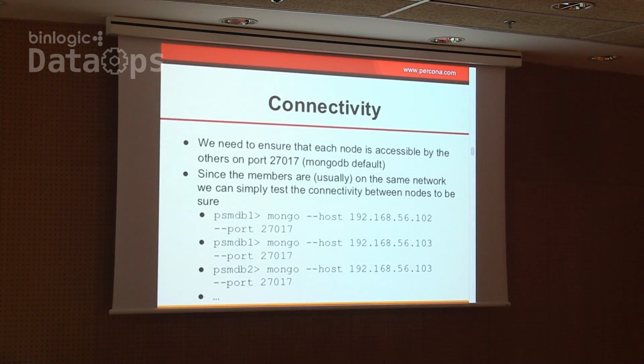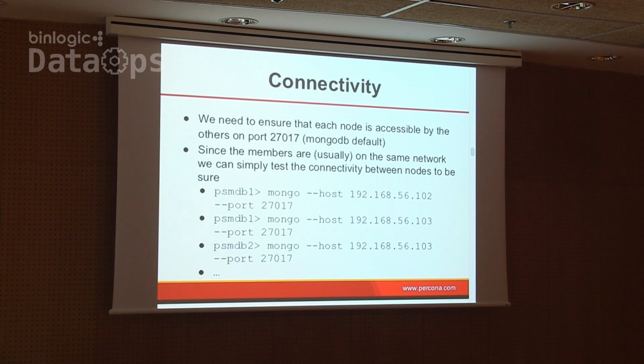First of all, we need to be sure that each node is accessible by the others on port 27017. This is the MongoDB default port. We can do a very simple task: just use the Mongo client and try to connect to the other nodes on the default port. For example, from node 1 we try to connect to node 2, from node 1 we try to connect to node 3, and so on.